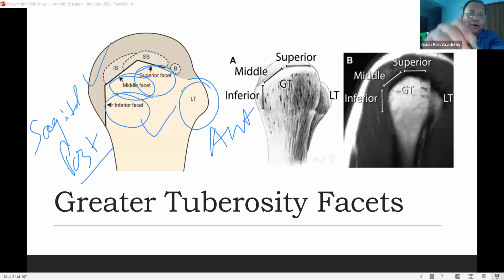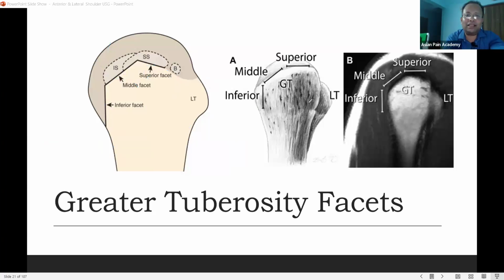This part and this part are not in the same plane. Okay, you can see in this picture. This is the greater tuberosity, which is more lateral, and this is the head, which is more medial. That's why it is very difficult to understand.